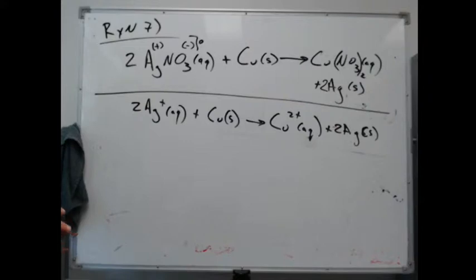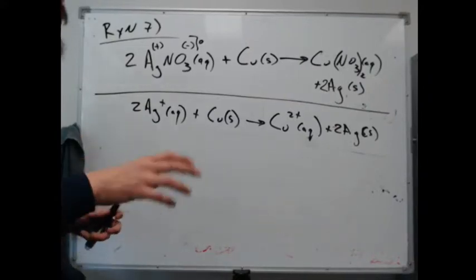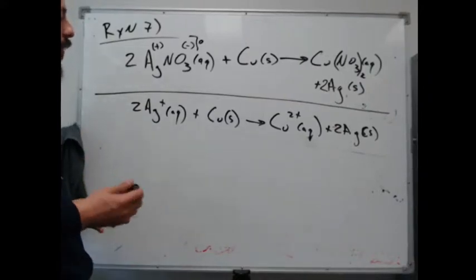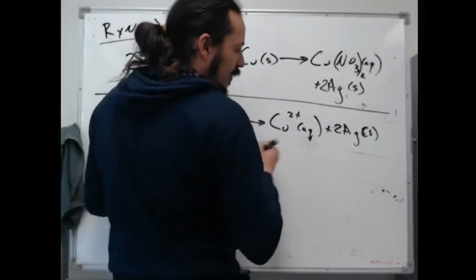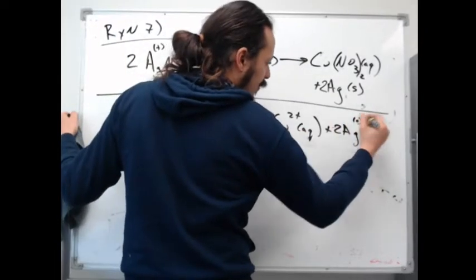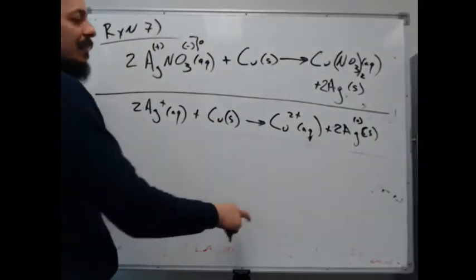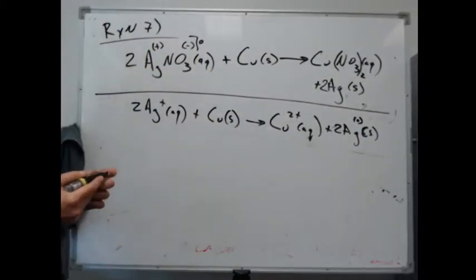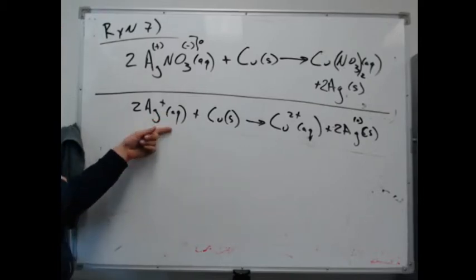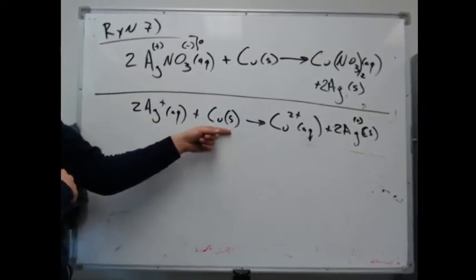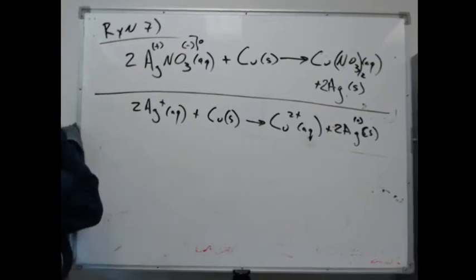We already talked about that in class, but we're going to get a lot more detailed with that. So when I look at this, my silver goes from having a plus charge to essentially having a 0 charge. My copper goes from having a 0 charge to having a 2 plus charge. So I can say, oh, change in charge, I have something that is gaining electrons, something that is losing electrons. That is going to be a redox reaction. And we can tell.